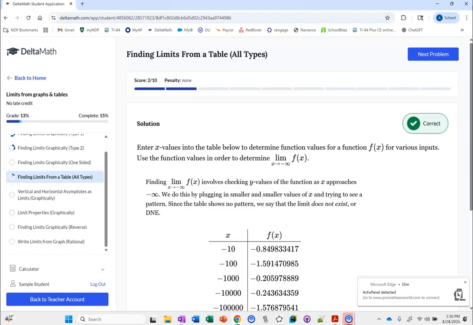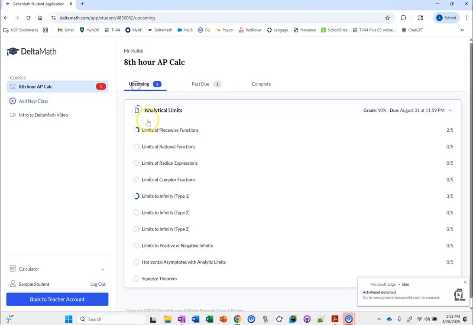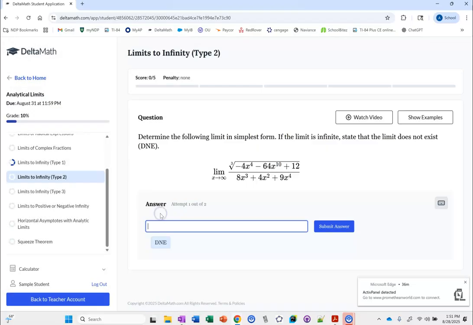Lucia, you have those? I do. Okay. For the limits to infinity again, can you go through one that has a square root on the top of the fraction? Absolutely. Just go back to this one, the type 2 ones. Oh, that's a cube root, but the approach is exactly the same.